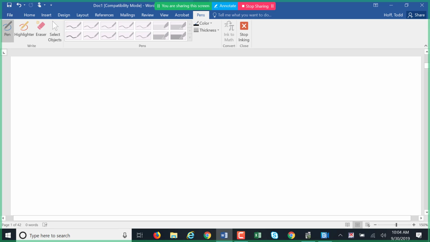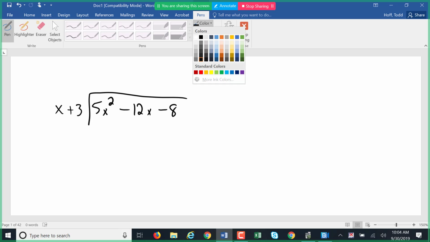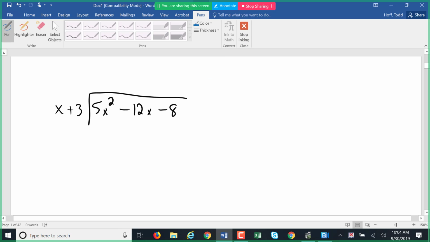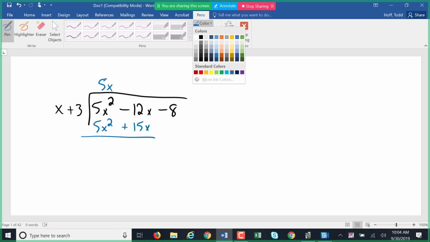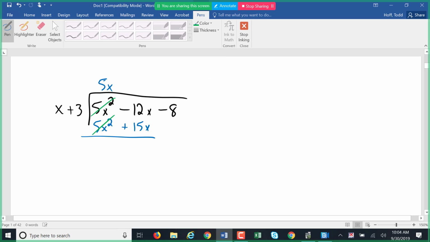So let's do a problem. We're going to do these side by side. 5x squared minus 12x, sorry, minus 12x minus 8, divided by x plus 3. So I do the leading terms again. 5x squared divided by x is just 5x. Multiply it out. 5x times x is 5x squared. 5x times 3 is 15x. And we subtract. Well, 5x squared minus 5x squared cancels out. Negative 12 minus 15 is a negative 27x. Bring down the negative 8.